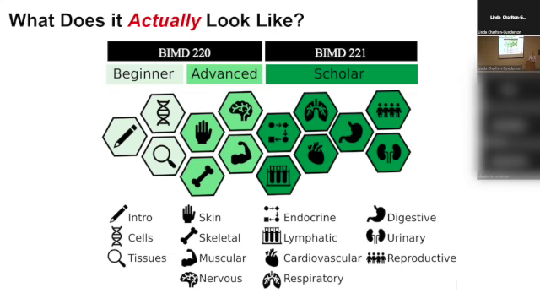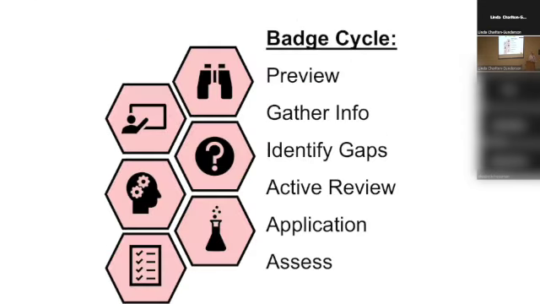You move through. In each badge, I've created what we call the badge cycle, where students preview the material, and then they gather information about each one of those organ systems, objectives, etc., outside of class. So I do flipped active learning. I have 135 recorded lectures. They watch the lectures and they answer questions before they come to class.